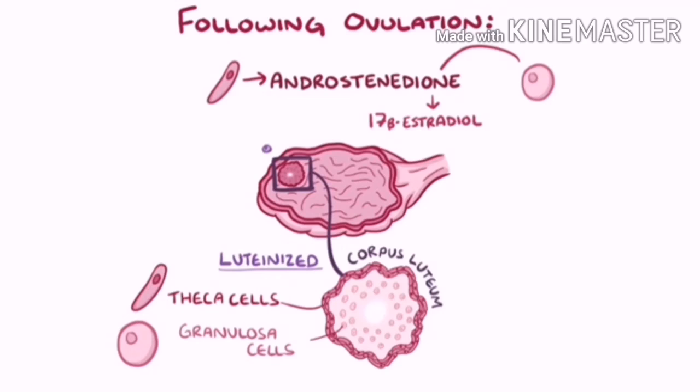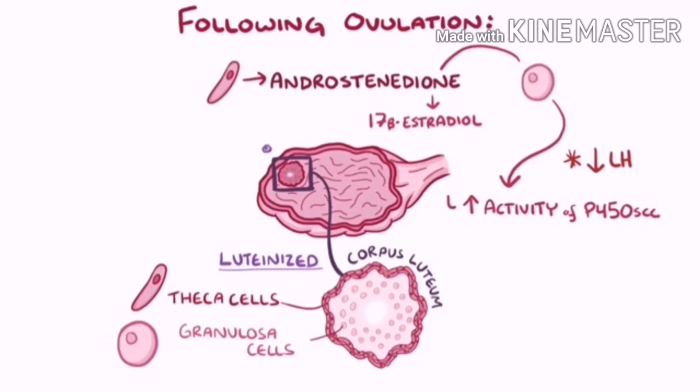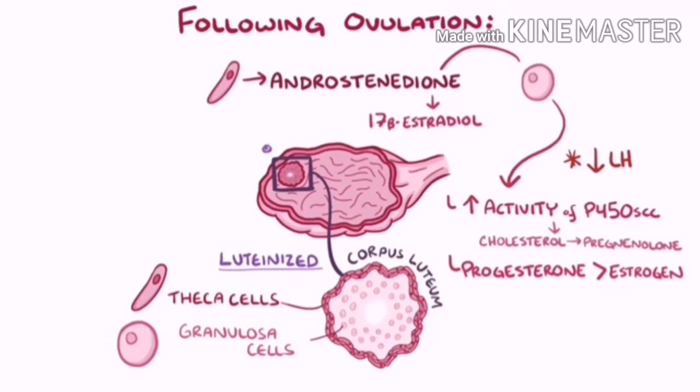However, luteinized granulosa cells also respond to the low luteinizing hormone concentrations that are present after ovulation by increasing the activity of cholesterol side chain cleavage enzyme, or P450-SCC for short. This enzyme converts more cholesterol to pregnenolone, a progesterone precursor. So luteinized granulosa cells secrete more progesterone than estrogen during the luteal phase.